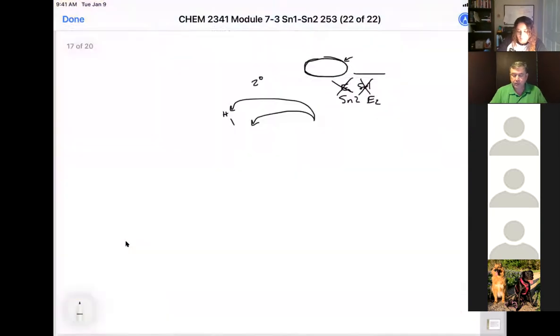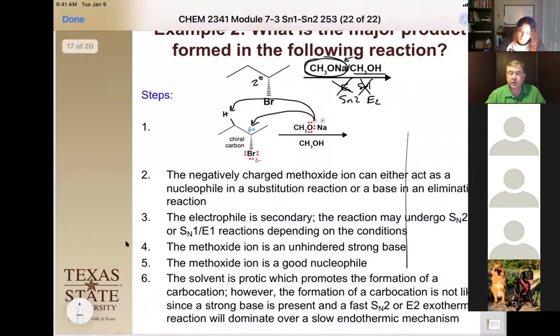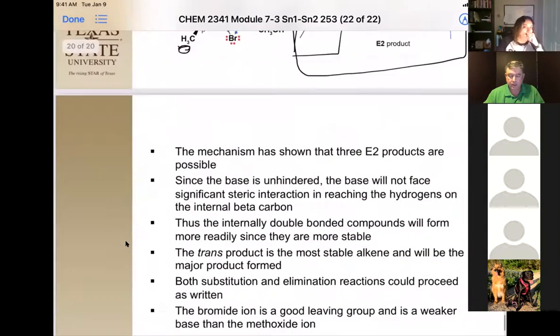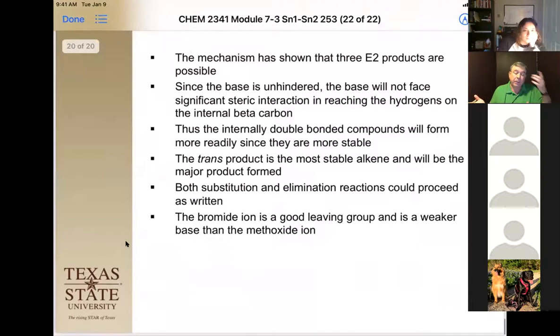Questions on that? Basically there were 3 possible ways to make E2 products, and we were able to form the most thermodynamically stable, which is the trans. The bromide is a good leaving group, and it's a weaker base than the methoxide ion, so we know the reaction goes. All right, questions?